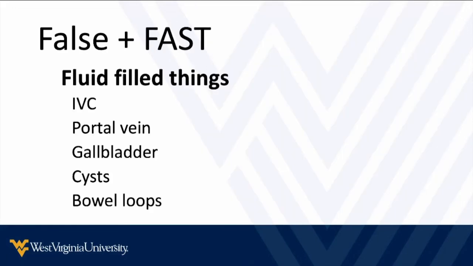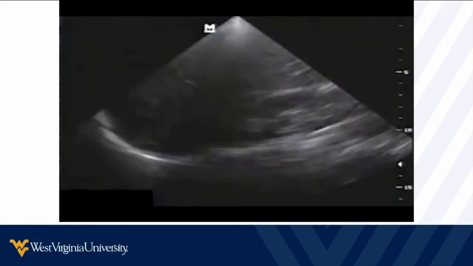And one of the most common ones on the right side is going to be the inferior vena cava, but also portal vein, gallbladder. You can have cysts anywhere, cysts in the kidneys, cysts in the liver. Sometimes bowel loops that have fluid in them can also mimic peritoneal fluid. Take a look at all those things, compare the shapes.